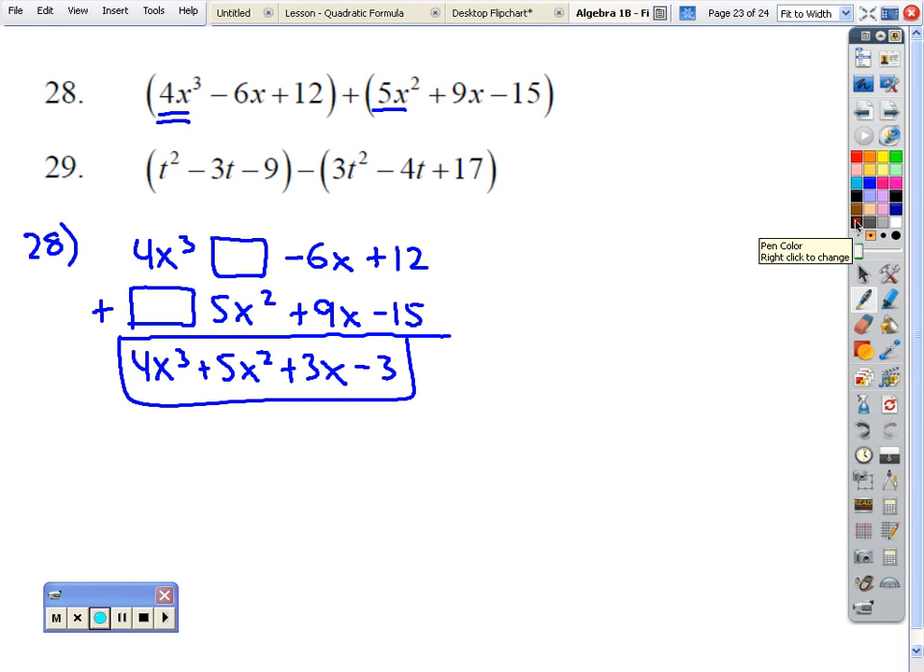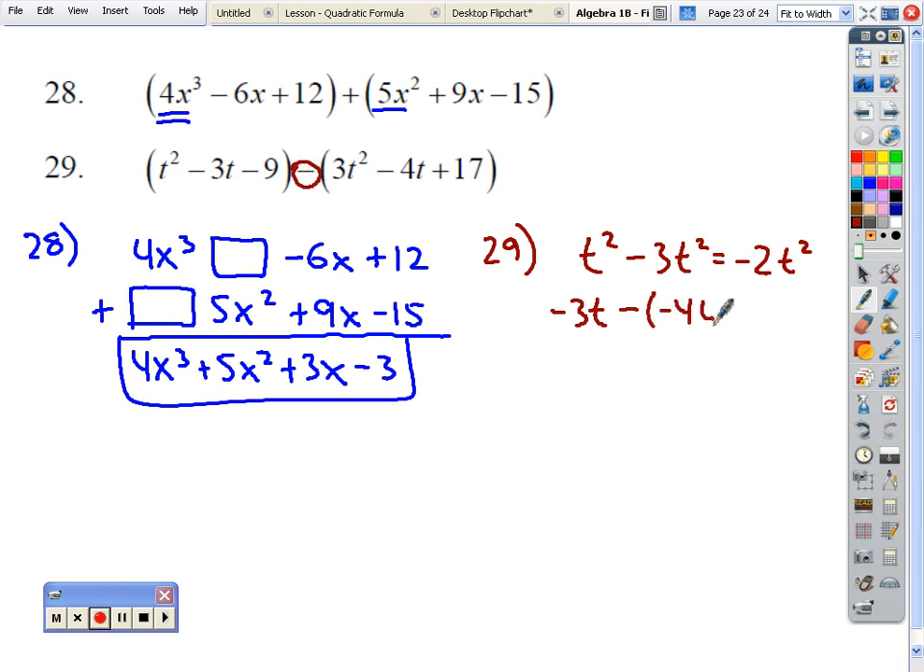For 29, I'm going to do similar to what I did on the other page. So I'm going to say t squared, which is the same thing as 1t squared, minus 3t squared, gives me negative 2t squared. I have negative 3t. Again, we have a minus in between. And then minus negative 4t, it actually becomes negative 3t plus 4t, which is 1t, or just t. It doesn't matter how you write it.